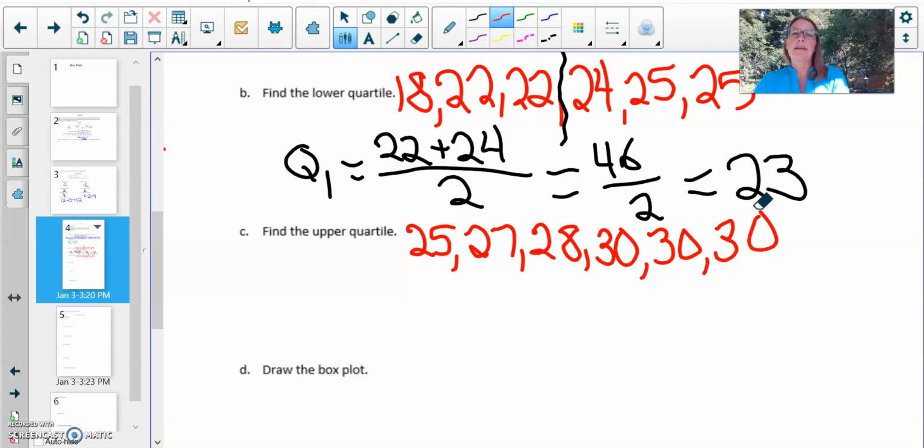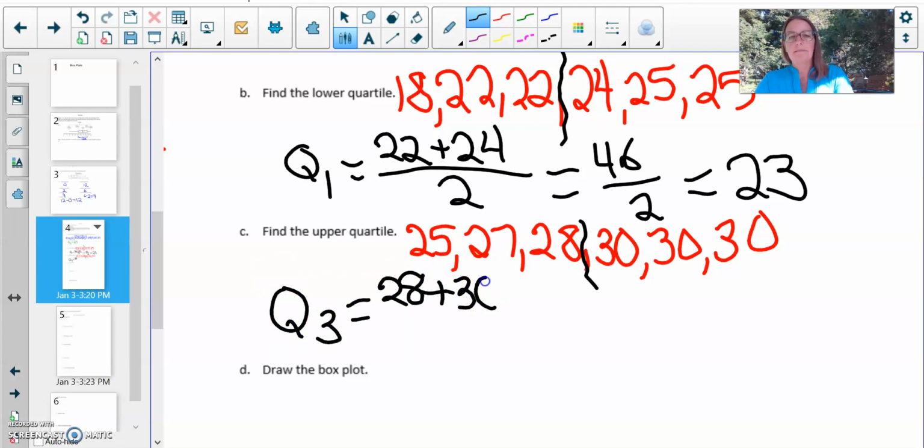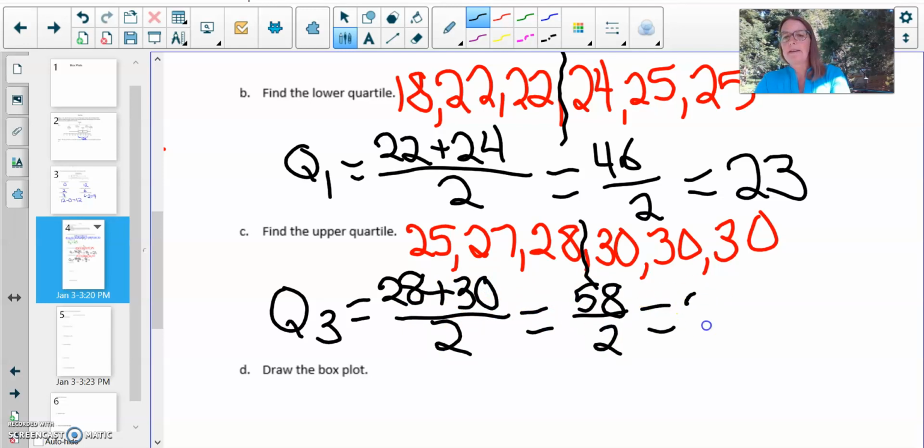And now I find the median of that data set. There's 6 values. Half of 6 is 3. So the upper quartile is between 28 and 30. So I add them together and divide by 2. I'm getting 58 divided by 2, which would be 29.